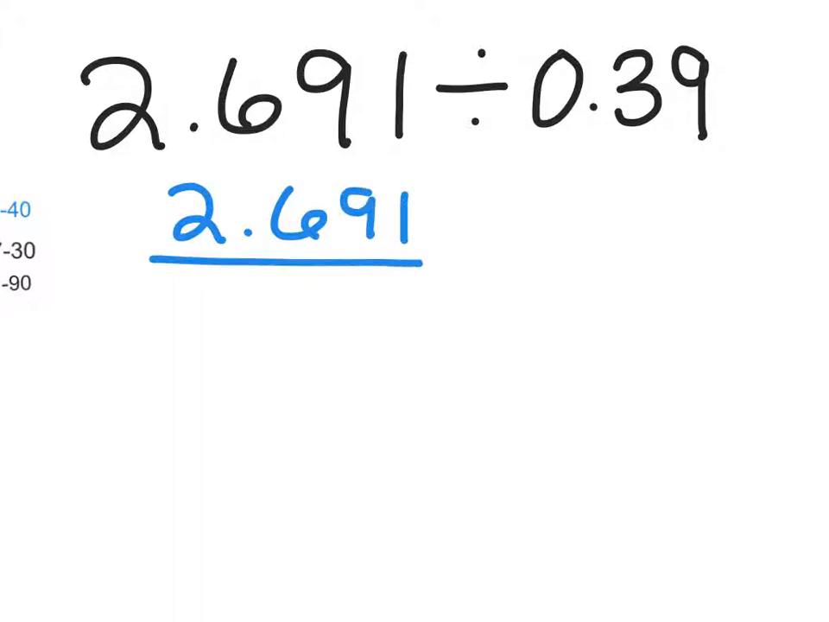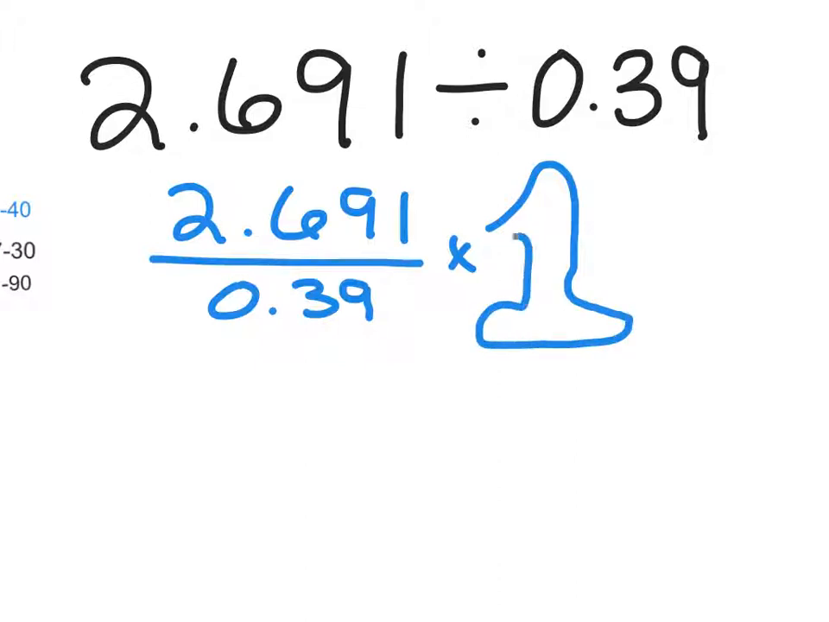2.691 divided by 0.39. And then I'm going to multiply this by the giant 1, right? Because I want to turn this into a whole number here. So since this 9 is in the hundredths column, that means I'm going to multiply by 100.